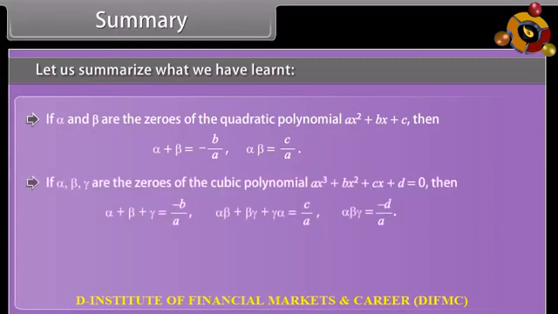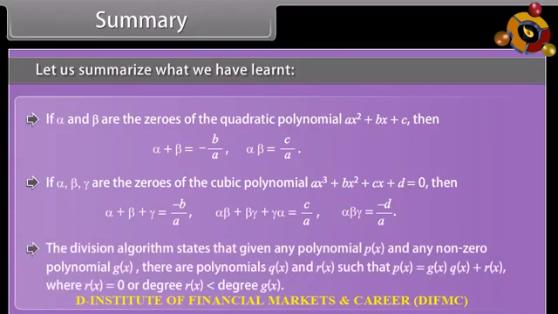If alpha, beta, gamma are the zeros of the cubic polynomial ax cubed plus bx squared plus cx plus d equal to 0, then alpha plus beta plus gamma is equal to minus b upon a. Alpha beta plus beta gamma plus gamma alpha is equal to c upon a. Alpha beta gamma is equal to minus d upon a.